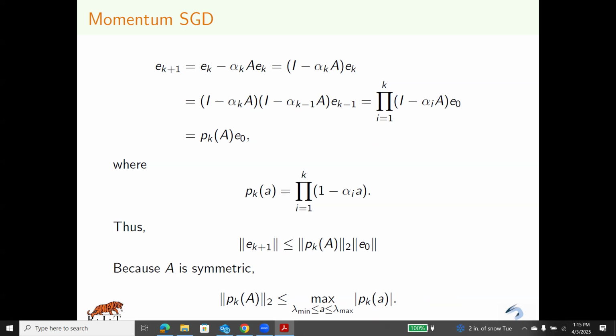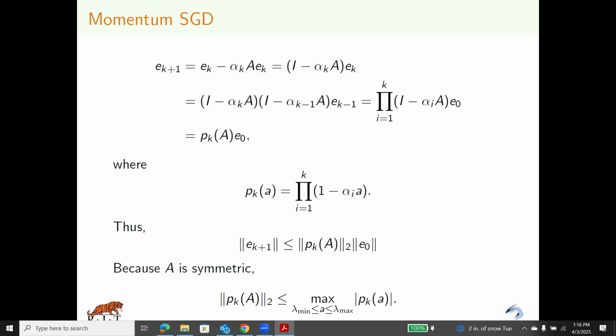Because matrix A is symmetric, and the spectral norm is just the largest eigenvalue, this norm can be estimated by the absolute value of our polynomial, where the argument of the polynomial is in between the smallest and largest eigenvalue of our matrix. And now there is a mind-blowing idea.